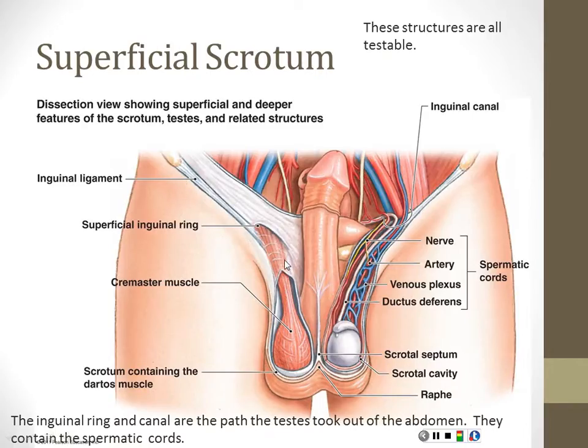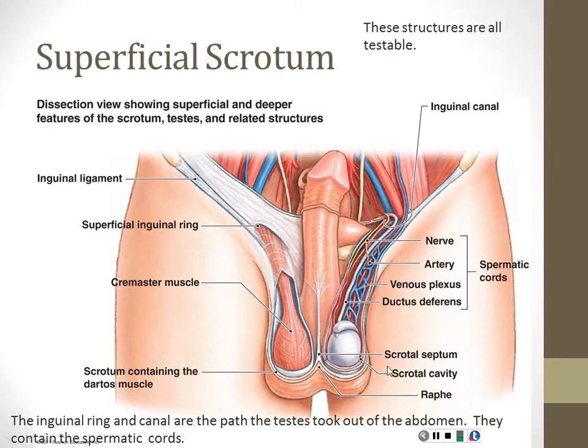The superficial inguinal ring sits just superior to the medial side of the inguinal ligament, right here. Cremaster muscle around the spermatic cords. In the scrotum is another muscle called the dartos muscle. It does the same thing as the cremaster muscle, which is to elevate the testes or descend the testes in response to temperature. It just doesn't do it as well. Okay, the cremaster muscle is the major mover there. Inside that cremaster muscle, you've got the spermatic cords, which have a nerve, artery, venous plexus, and then the ductus deferens. All right, we're going to talk more about testis anatomy in a minute.